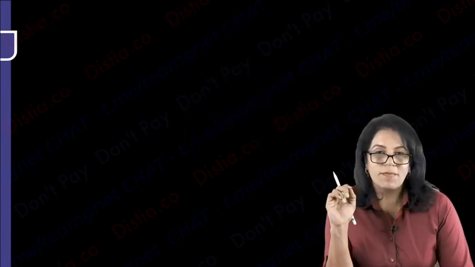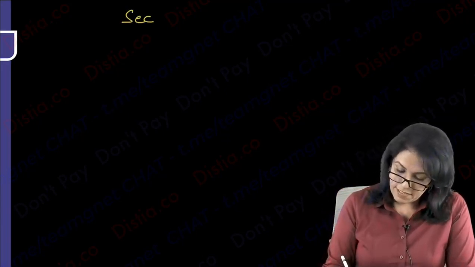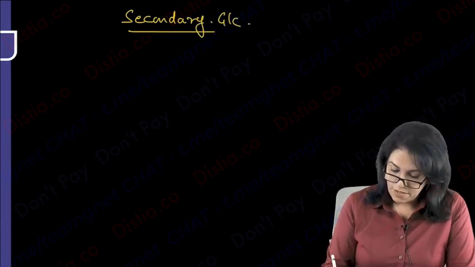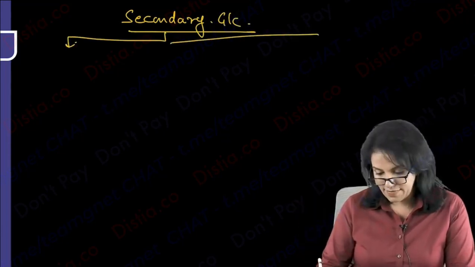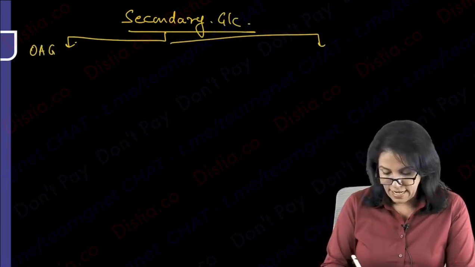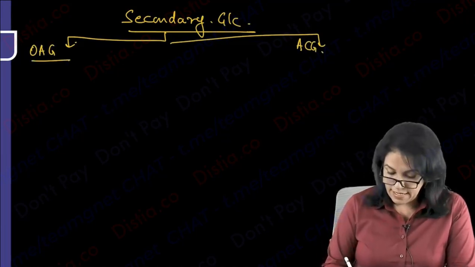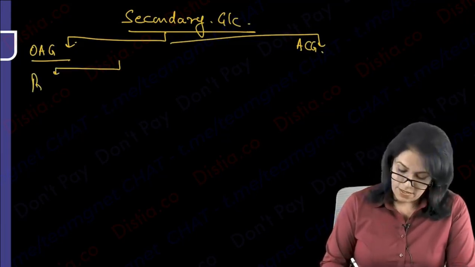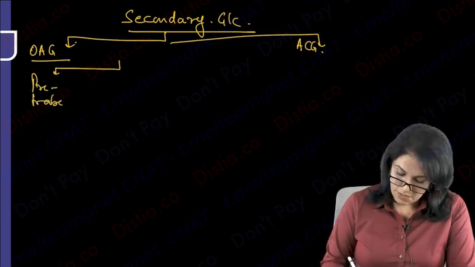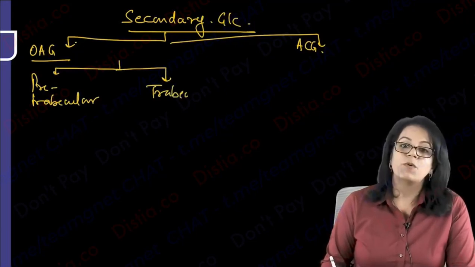Right. Okay, so let's talk about secondary glaucomas. First of all, we have learned the classification, a little detail here about secondary glaucoma. What did we learn? It can be either open angle or angle closure. Let's divide like this: open angle and angle closure. Then we have talked about open angle, which can be further divided as pre-trabecular, where the cause is before the trabecular meshwork. It can be trabecular or it can be post-trabecular.